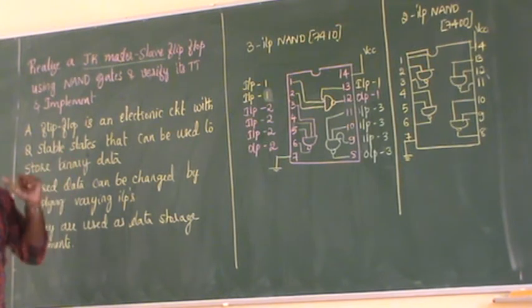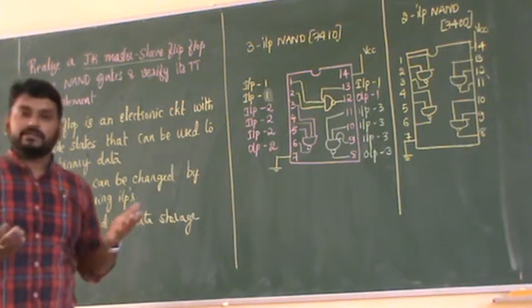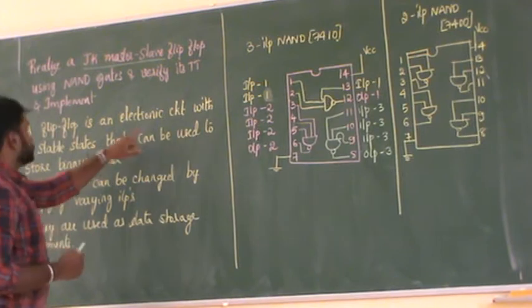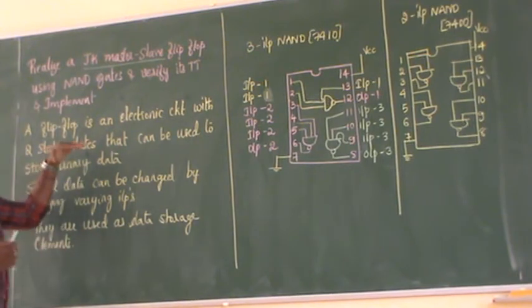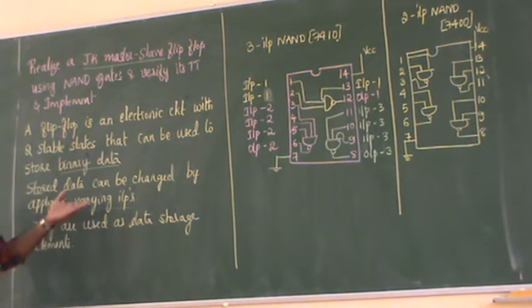And you know what those two stable states are, right? In the binary form, it will be either 0 or 1. So a flip-flop is an electronic circuit with two stable states that can be used to store binary data. The stored data can be changed. Whatever data you are storing in the flip-flop can be changed by varying the inputs.